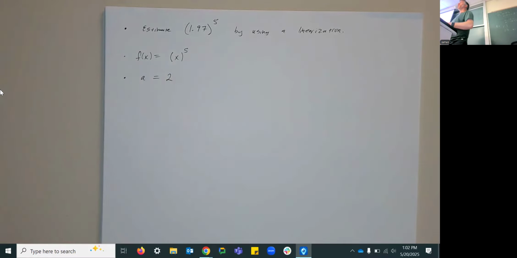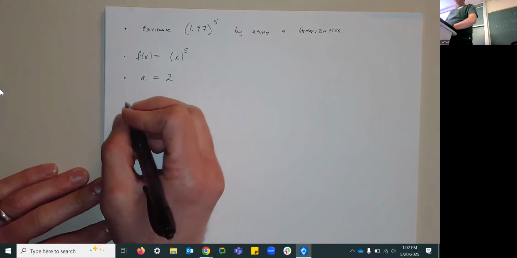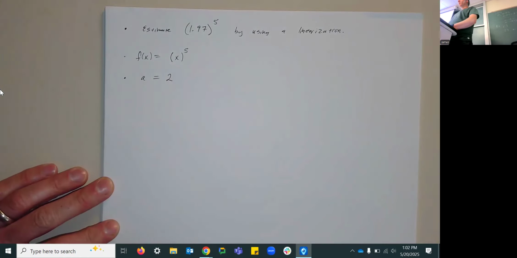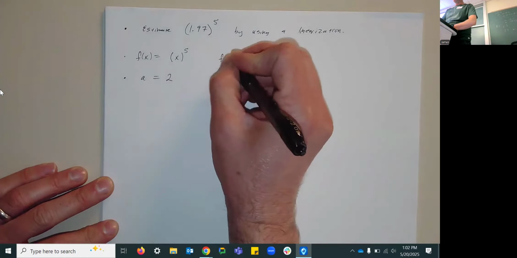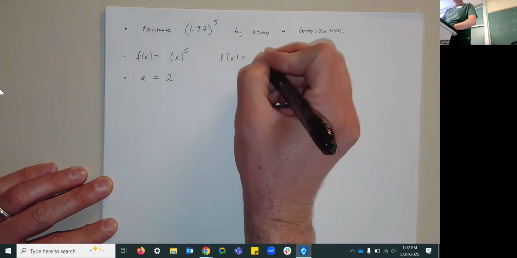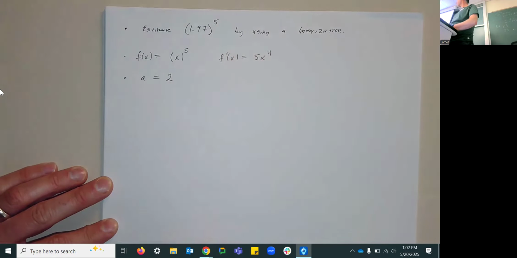Your A is almost always the closest nice number, the closest number that is easy to plug in and calculate. Just like in the previous example, I was trying to calculate the square root of 27, and the closest nice number was 25 to plug in. All right, and then we have to find a couple other things. We're going to need the derivative. So we know that our derivative here, f prime of x, is equal to 5x to the 4th.